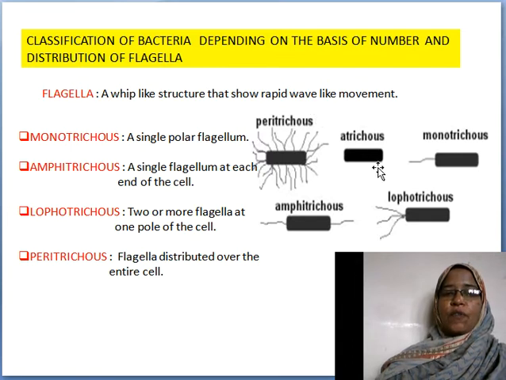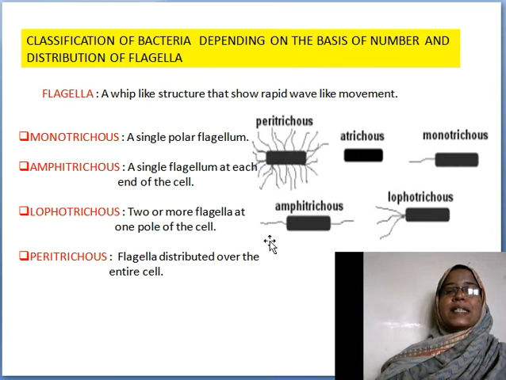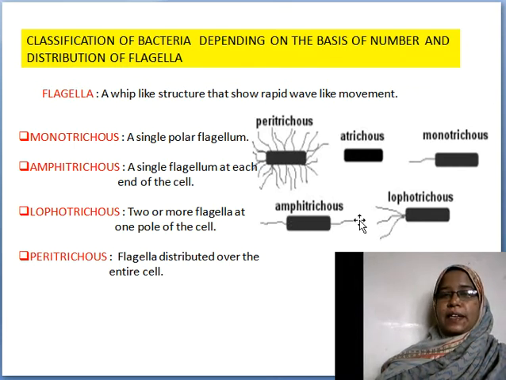If there are no flagella, it is called atrichous. If there is only one flagellum, it is called monotrichous. The name itself represents it: mono means one. If we have a single flagellum on either side of the bacteria, it is called amphitrichous.